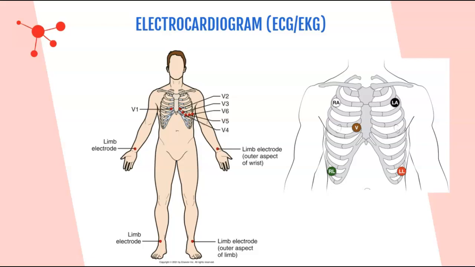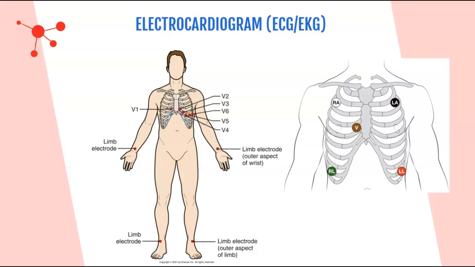Electrocardiogram, or ECG or EKG, is a graphic representation of cardiac electrical activity. Electrodes are placed on specific sites of the body and attached to the EKG machine. Electrical current is transmitted through the electrodes, through the wires, to the machine, and a graph is formed. A lead provides one view of the heart's electrical activity. A 12-lead EKG shows 12 views of the heart's electrical activity.